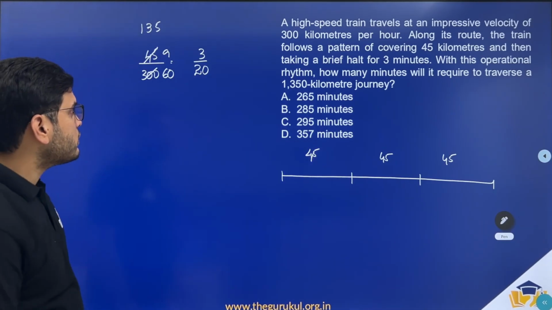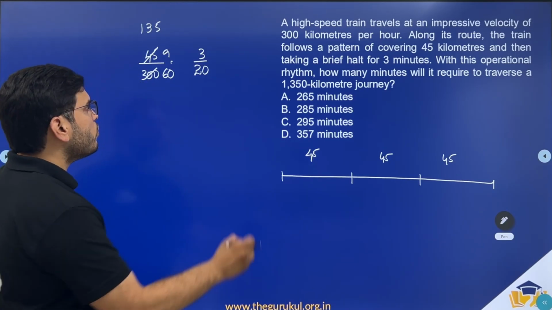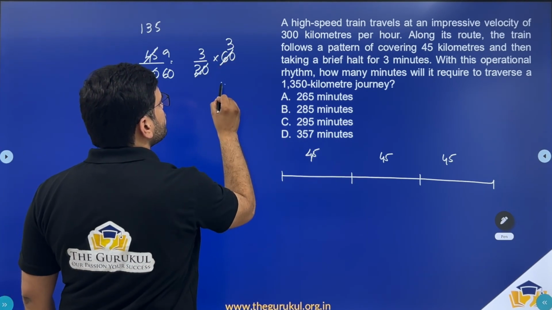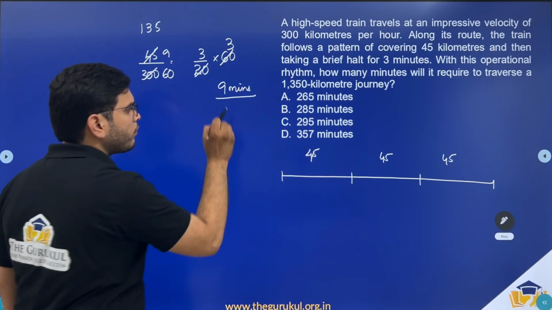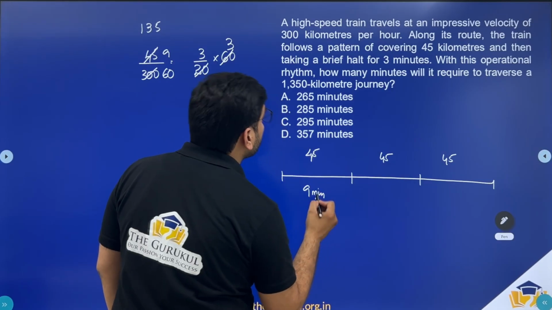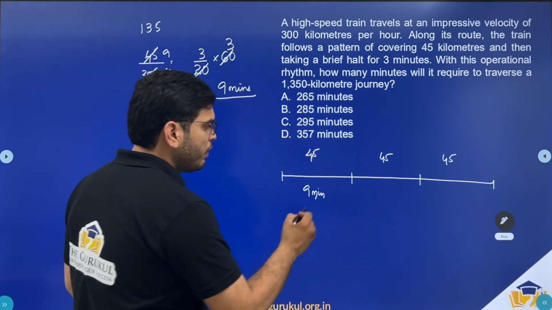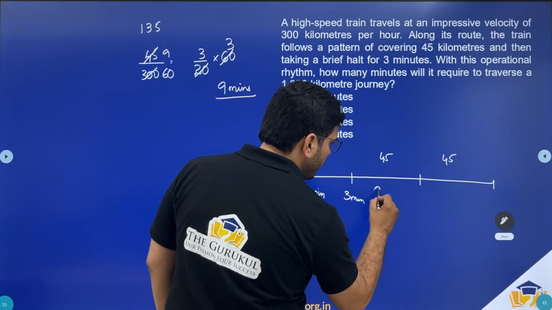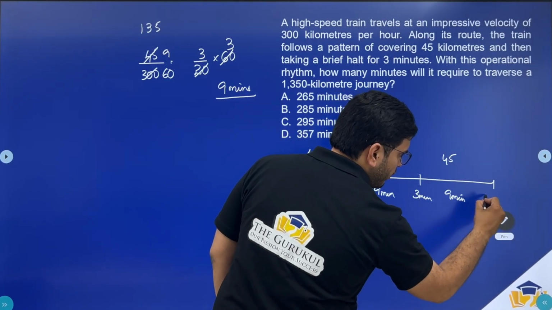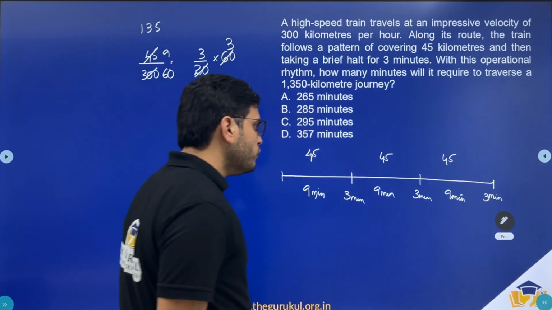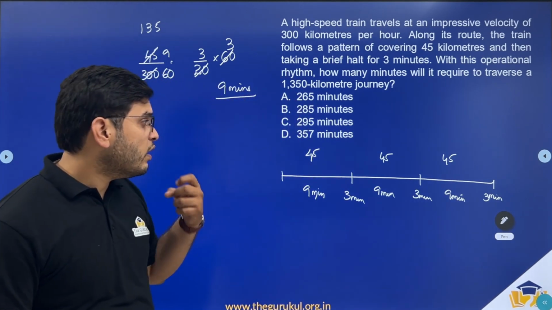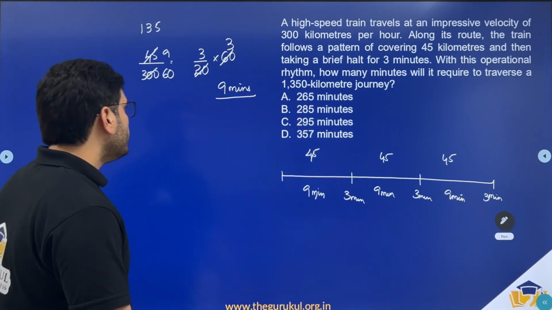Now 3 by 20 hours, right? But we are given with minutes, so let me multiply that with 60 because 1 hour has 60 minutes. So 9 minutes, right? So that train will cover this stretch in 9 minutes. Then it will have a 3 minutes halt, then 9 minutes, then 3 minutes halt, then 9 minutes, then 3 minutes halt. Right. So to cover 135 kilometers, what was the time taken? 9 plus 9 plus 9. That is 27, 27 plus 9, 36 minutes.